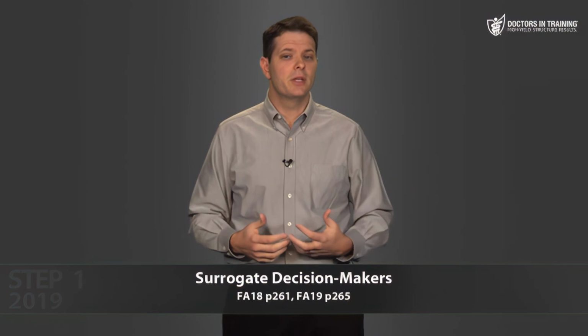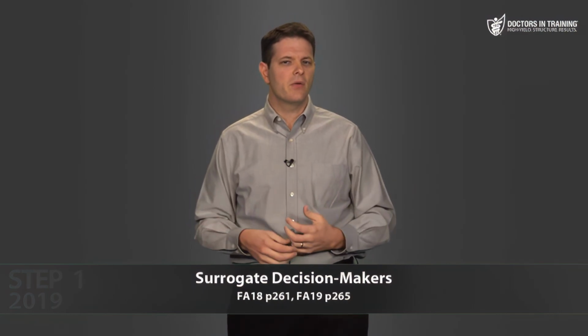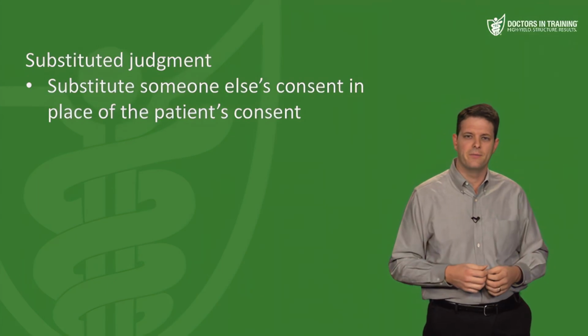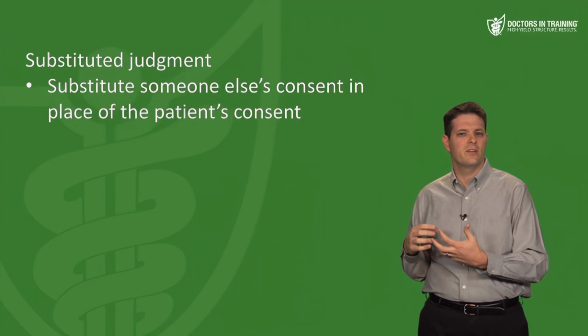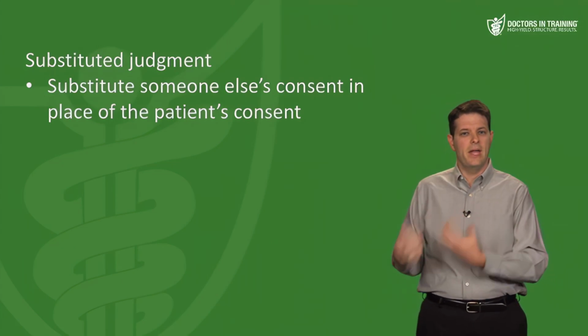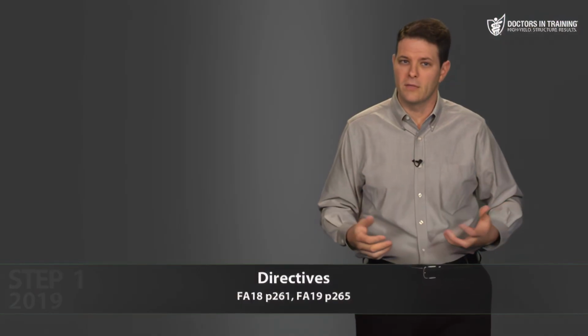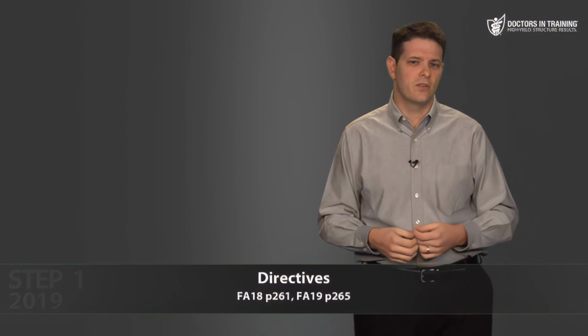Then, if you determine that your patient lacks the mental capacity to give informed consent, the decision-making responsibilities fall to some surrogate decision maker. This is called substituted judgment, where you substitute someone else's consent in place of the patient's consent. But the idea is that the surrogate decision maker should decide whether or not to give consent based on what the patient would want, as if the patient were making the decision for himself or herself. Well, that sounds great, except how on earth do you know what the patient would have wanted? Well, this is what advance directives are for.